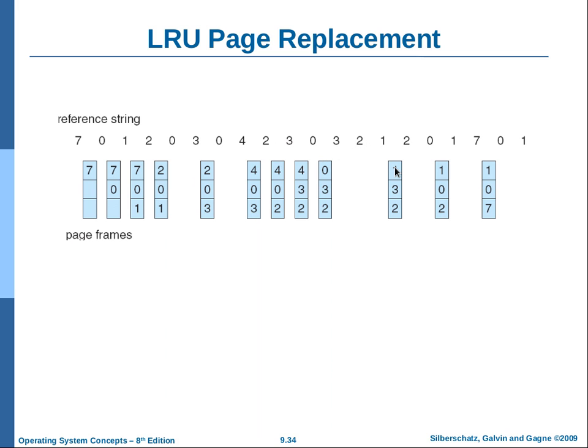3, we're good. 2, we're good. 1, okay, we're replacing 0 because 2 and 3 were referenced. 2's in there, we're good. 0, all right, we're going to replace 3 because if you go back, that was the last one referenced of this list. 1, we're good. 7, okay, we're going to replace 2 because if you go backwards, 0 and 1 are there, and then you get a 2, 0, 1 are good. Much faster.